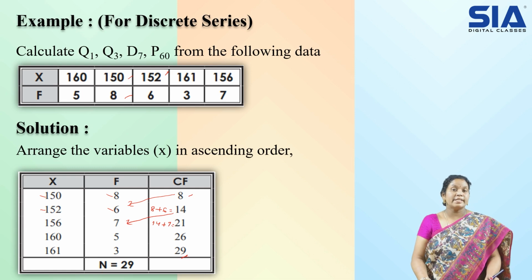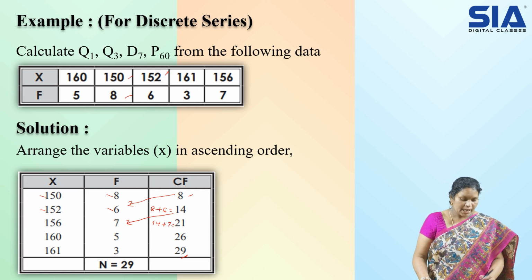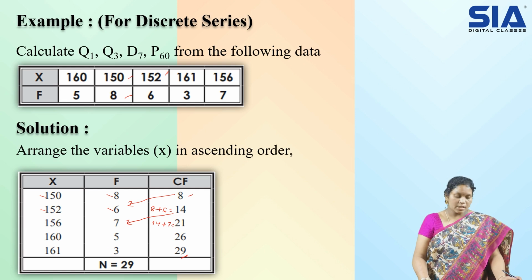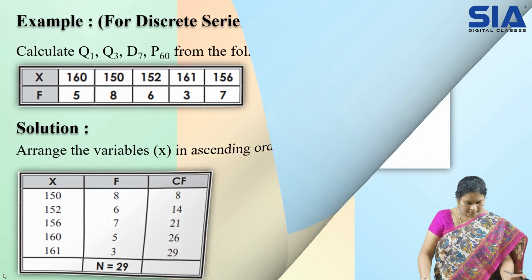Capital N here in the discrete case is the total of frequency. So add up frequency, check it out, the same value, 29, we will get. So in this way we'll obtain the cumulative frequencies.